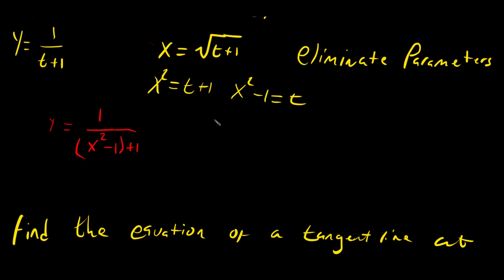So you see what I did. I set it equal to t, and then I plugged in what I got for t from my x value over here. So this is just 1 over x squared equals y, and this is your answer. This is how you eliminate parameters: you take out the t by setting one of the equations equal to t and then substituting that in.